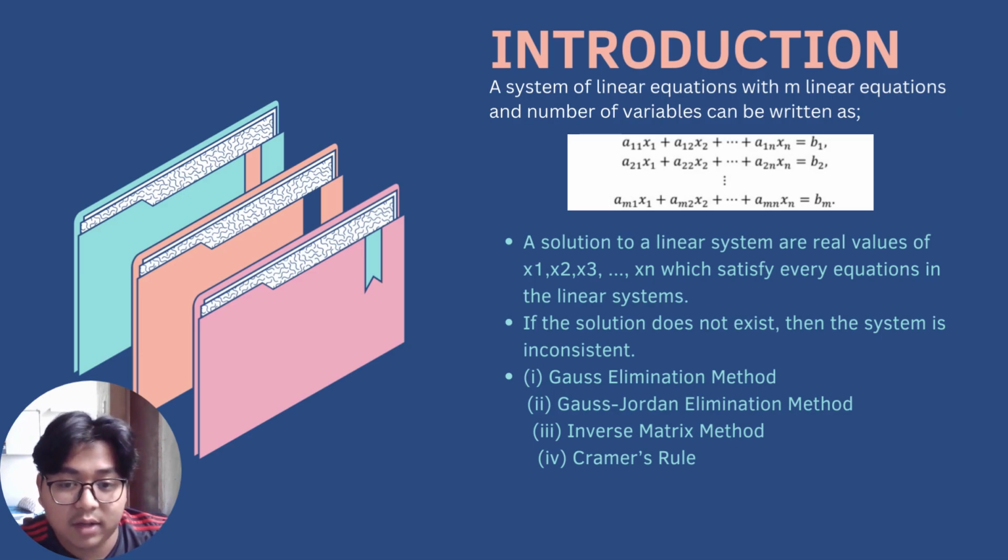In this chapter, the viewers will learn about 4 methods that can solve the problems in this chapter. First of all, the Gauss elimination method. Second, the Gauss-Jordan elimination method. Thirdly, the inverse matrix method. And lastly, Cramer's rule.